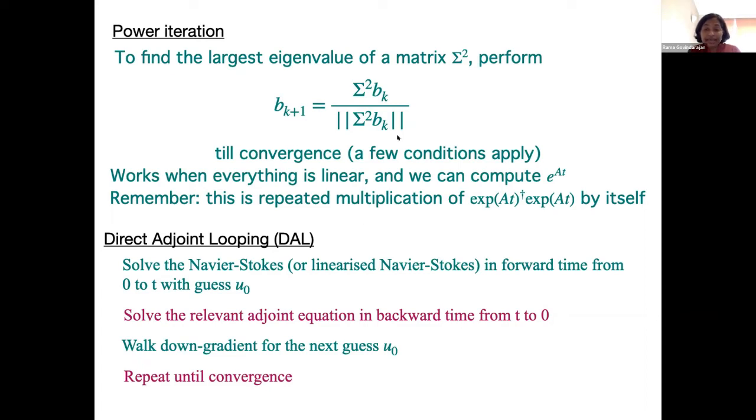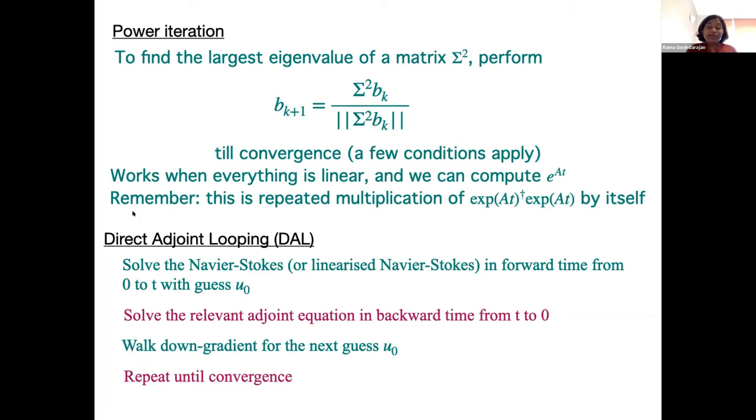So the exact same thing we're going to do by direct adjoint looping. So what is direct adjoint looping? We keep hearing this term. It's nothing but a power iteration, but the power iteration is performed over an operator, not a matrix. So now we have the Navier-Stokes as an operator acting on the initial condition, or the linearized Navier-Stokes, or any complicated set of equations. Whatever it is, you can do this thing to get the optimal growth.